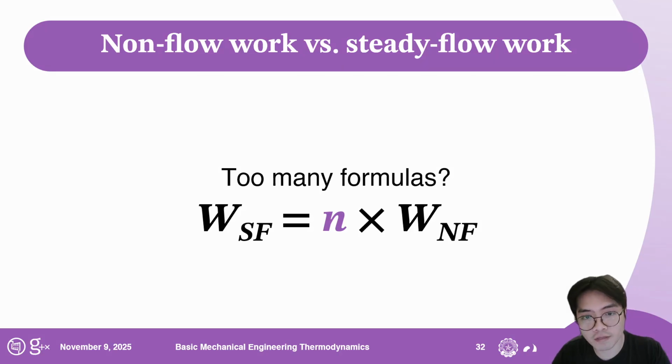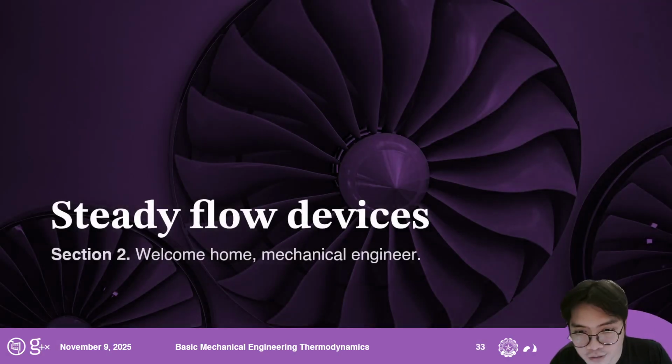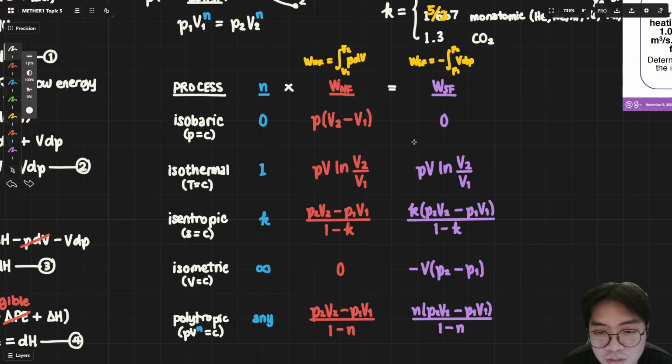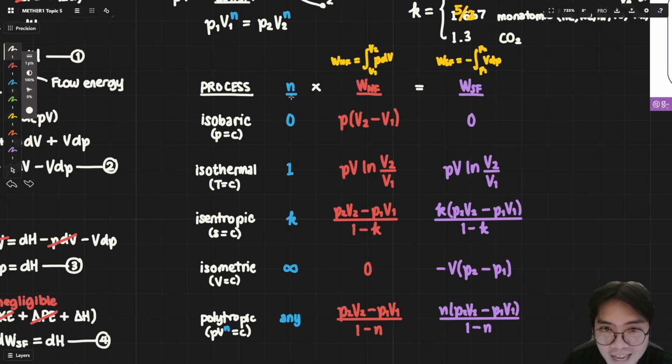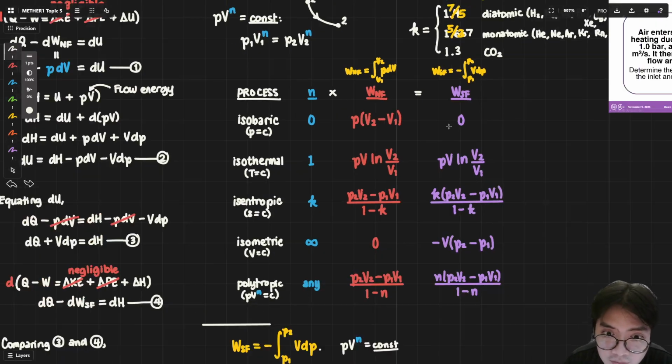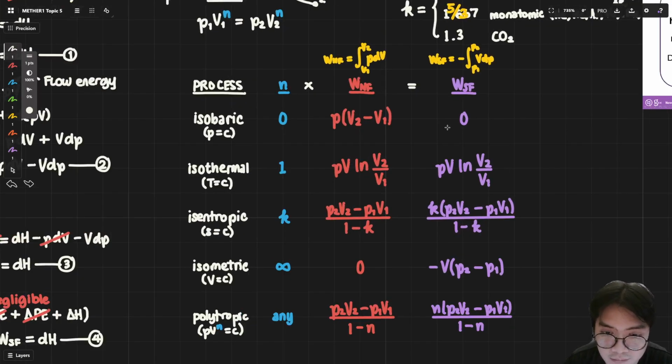And so that is the end of the first part. The goal of this first part is for us to realize that n times your work non-flow is your work steady flow. And from there, we are able to tackle the different kinds of steady flow devices.